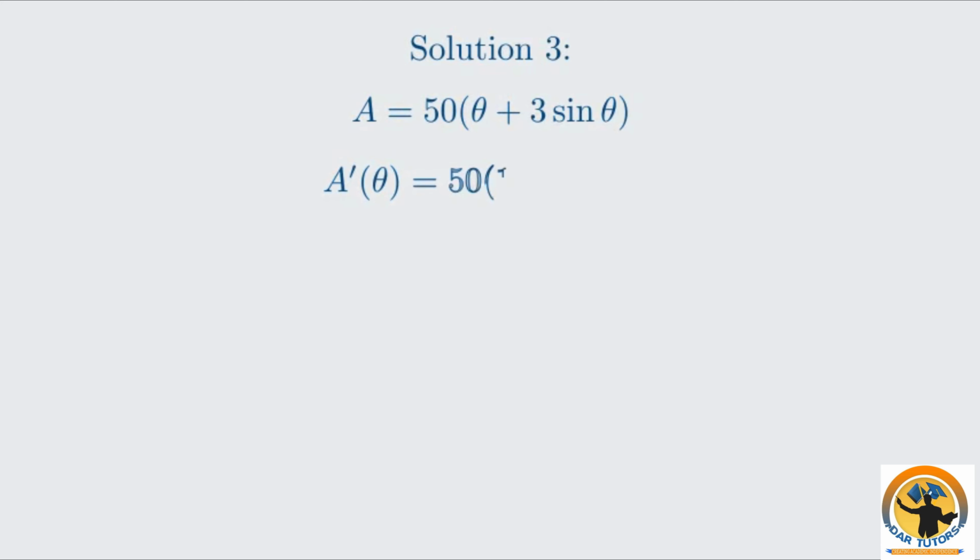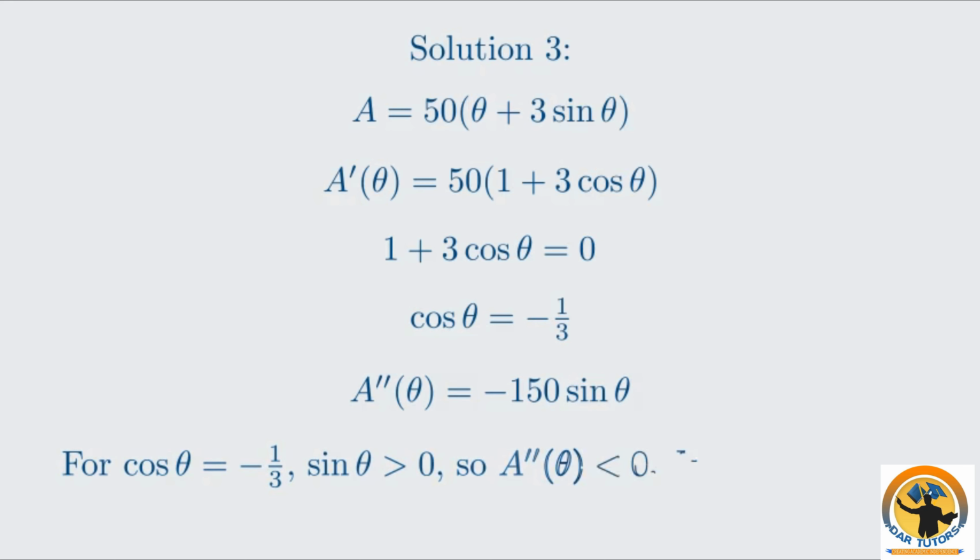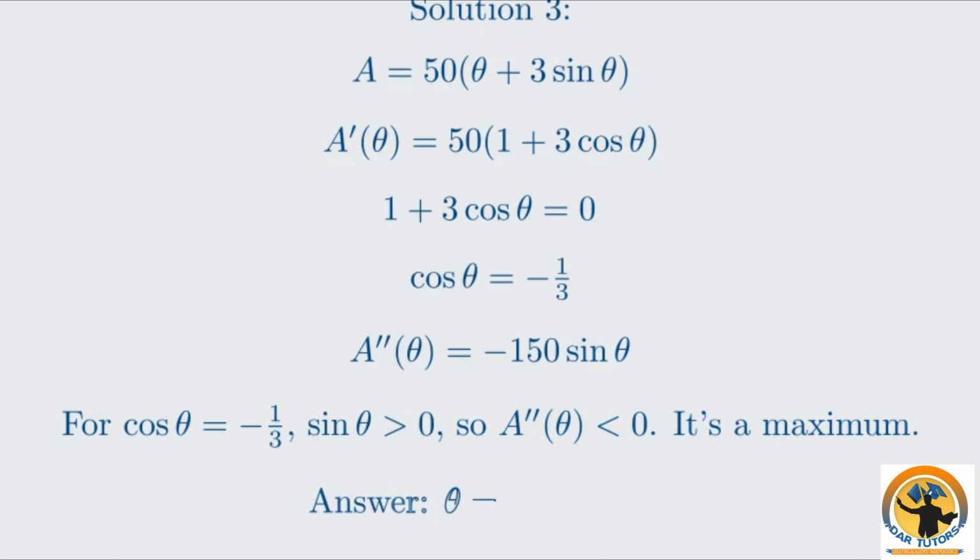Let's solve question 3. We need to maximize the area function A equals 50 times the quantity theta plus 3 sine theta. The derivative with respect to theta is A prime of theta equals 50 times 1 plus 3 cosine theta. Set it to 0. 1 plus 3 cosine theta equals 0. This gives cosine theta equals negative 1/3. The second derivative is A double prime of theta equals negative 150 sine theta. For the angle theta where cosine is negative 1/3, sine theta is positive. Therefore, A double prime is negative, indicating a maximum. The angle that maximizes the area is theta equals arccos of negative 1/3.